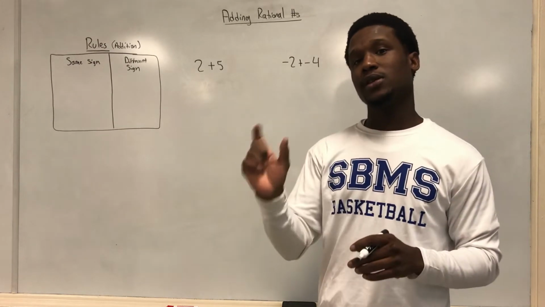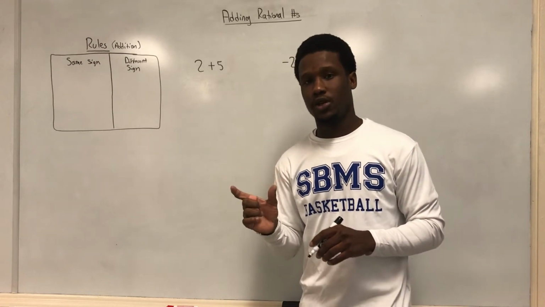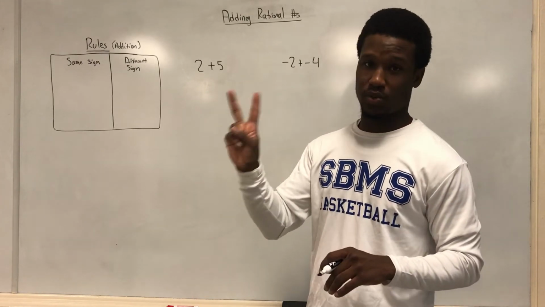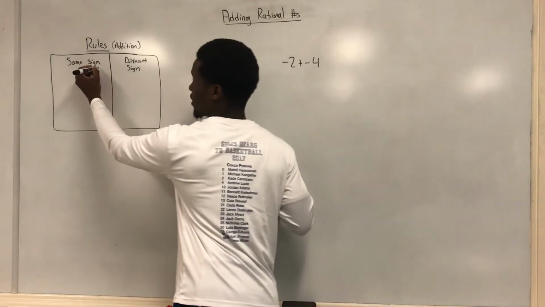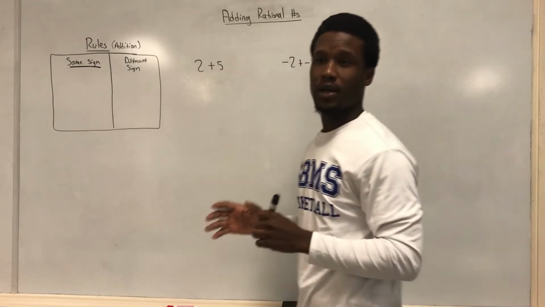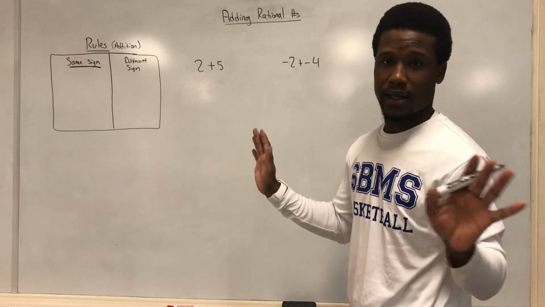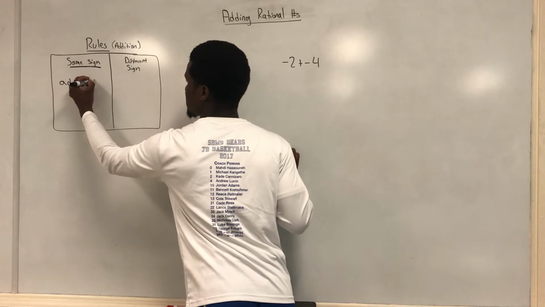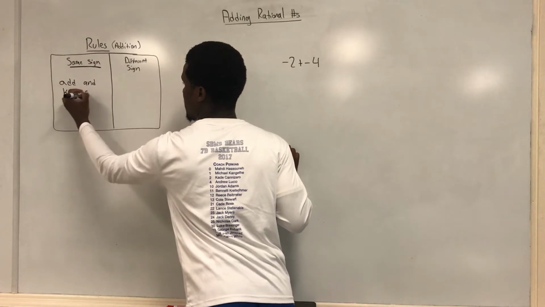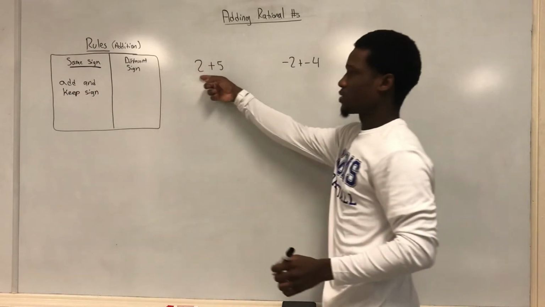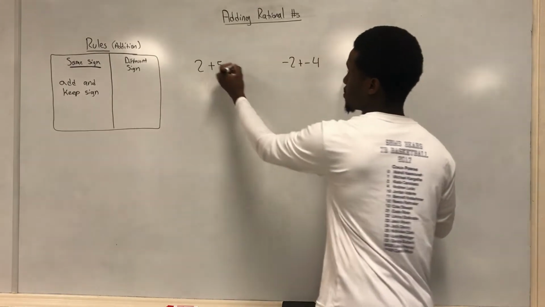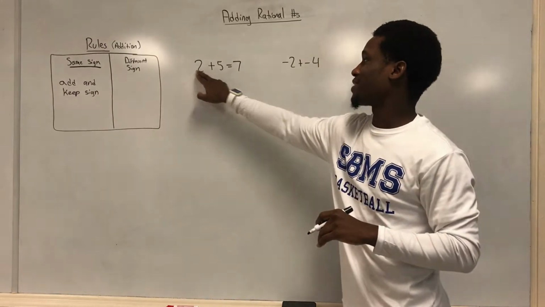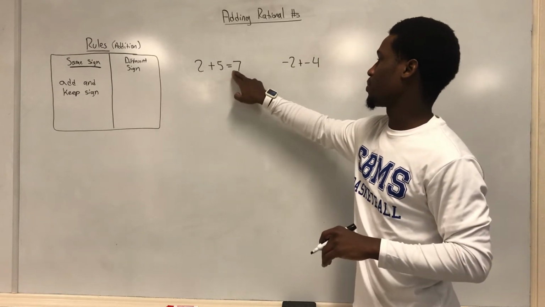So the thing you need to remember about adding rational numbers, now those rational numbers could be either negative or positive, so there are two rules which you must remember. Rule number one, if they are the same sign, then just add regularly and keep the same sign. So same sign, add and keep sign. Simply put, 2 plus 5 is going to be equal to 7. It's the same sign, positive and positive.